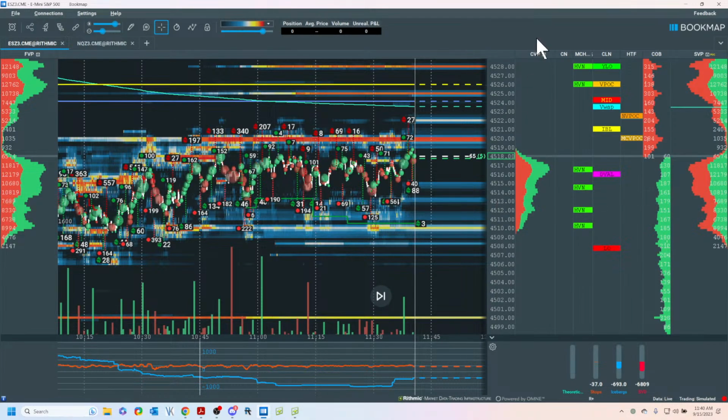Thank goodness I'm not trading with this thing. Can you imagine trying to click and move your orders around with something that does this?